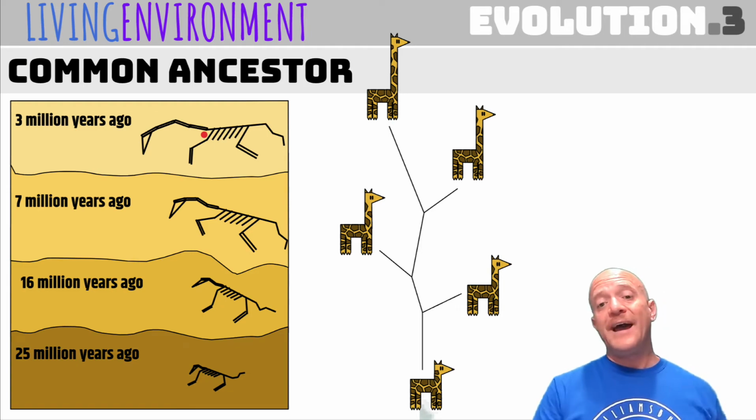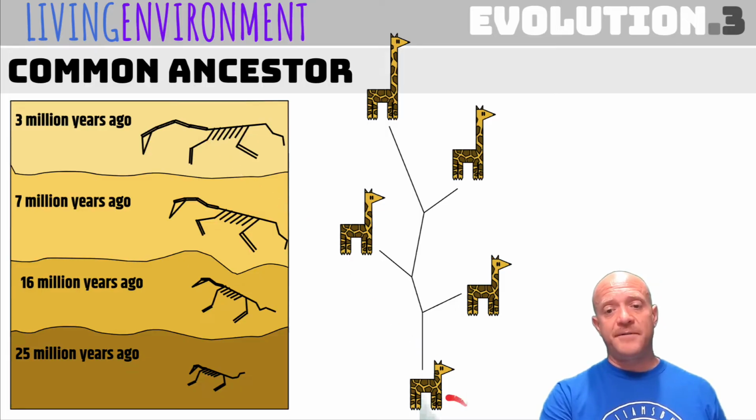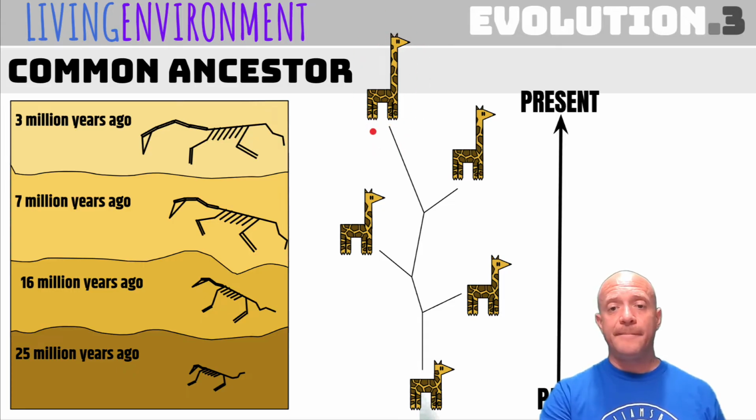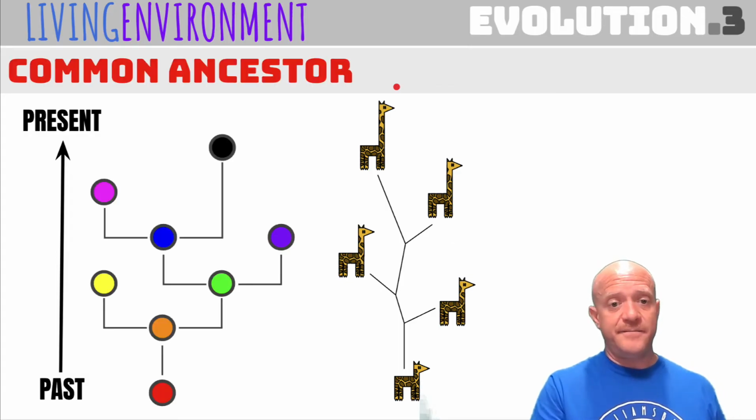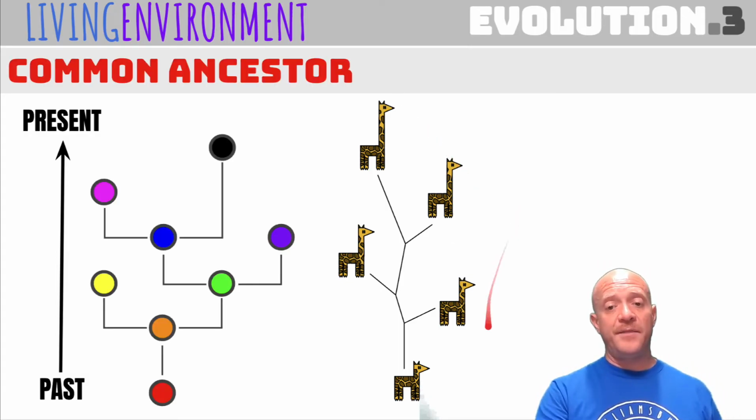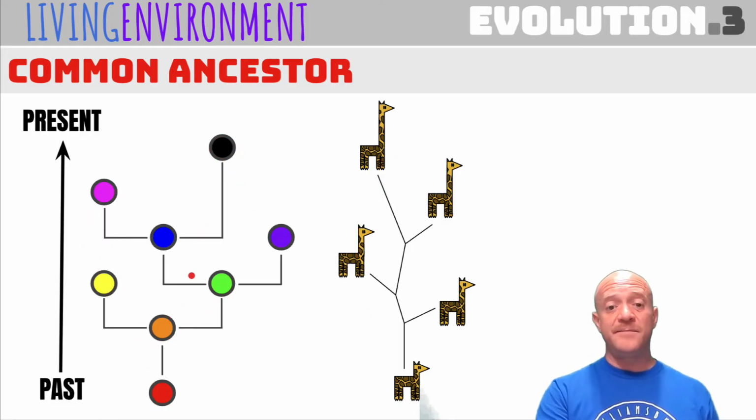Now, if you drew it out, it may look something like this. You have the short-necked giraffe, and then you have the different lengths of necks, and then you have the giraffe that we have today. So anything down here represents the past. Anything that is at the present is still alive today. So when we say a common ancestor, we could either draw it with different types of organisms, or they could use different shapes or just words.